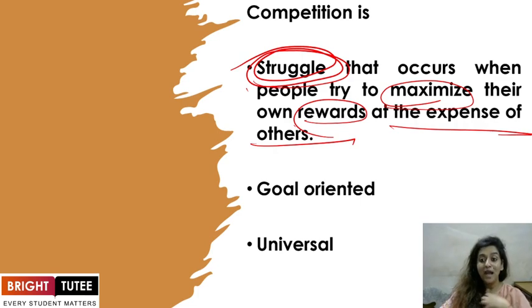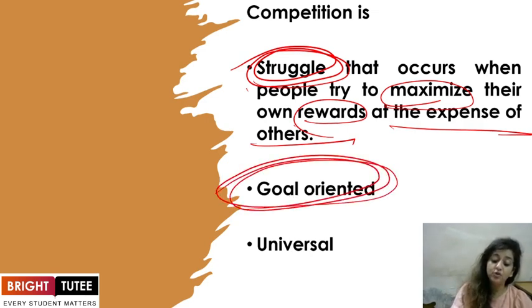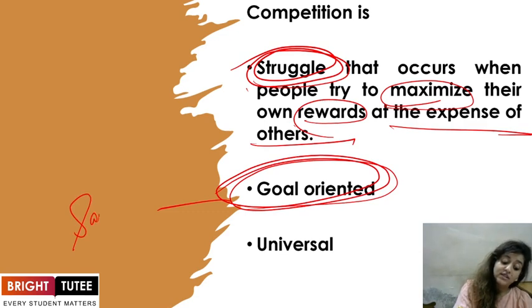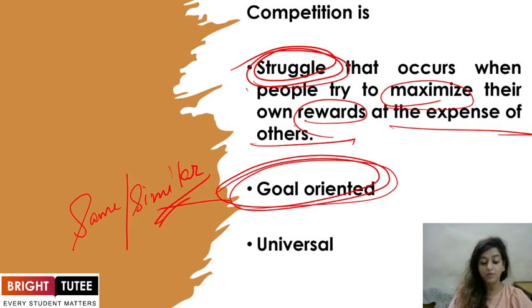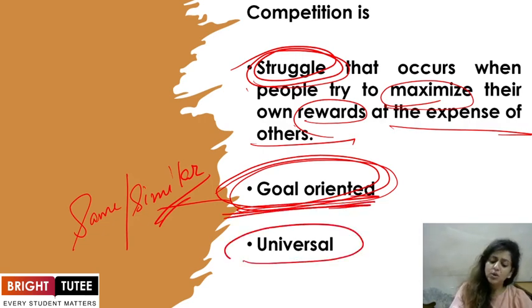So I want to maximize my rewards at the expense of others. So that is the whole struggle about it, and that is how competition works. It is goal oriented. Like I said, if you do not have a same or a similar goal, there is no point of having a competition. So you have a goal oriented situation.